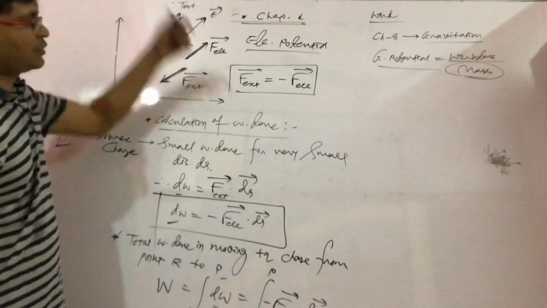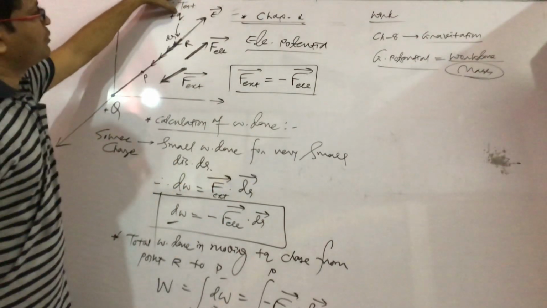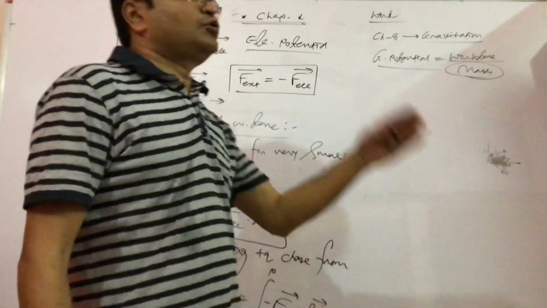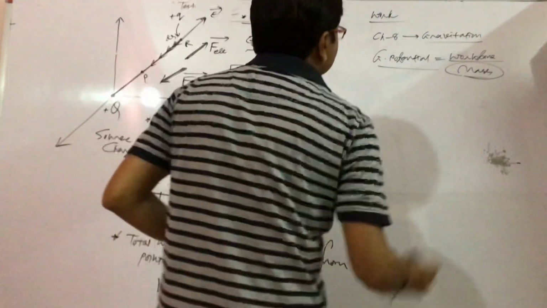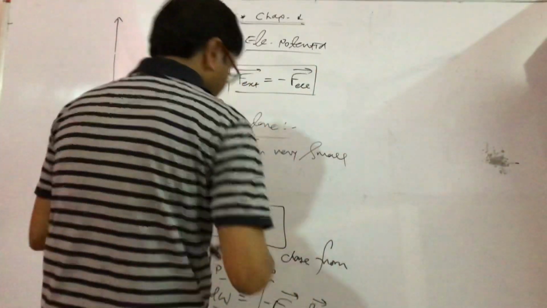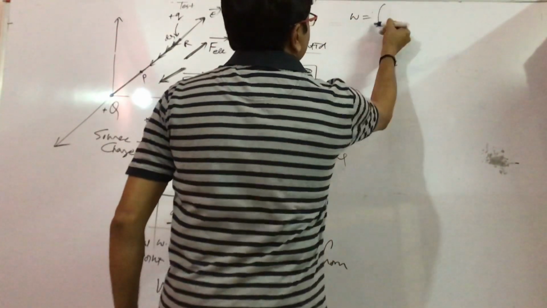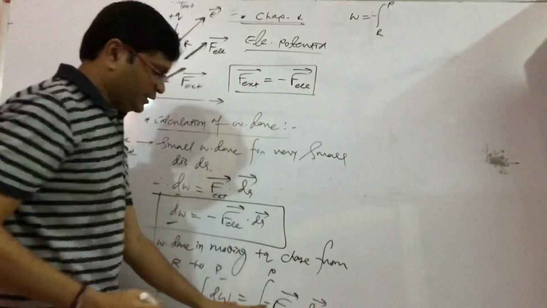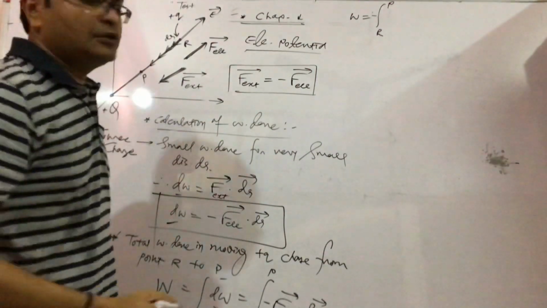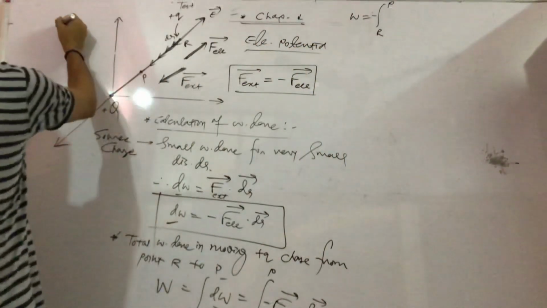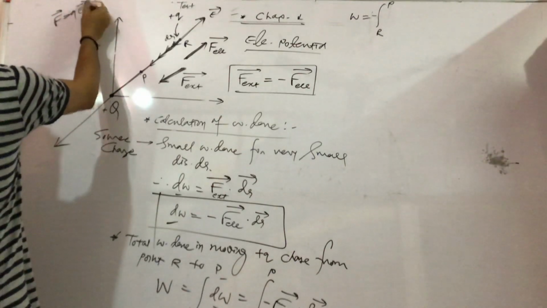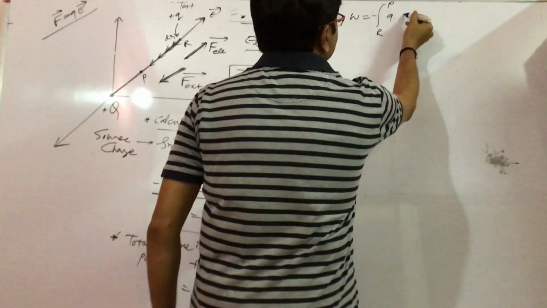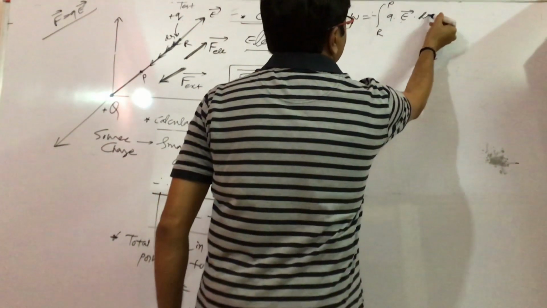What's the formula of the force acting on any charged particle because of electric field? Anybody? You know that force acting on charge because of electric field is given by the equation: W is equal to integral R to P, there is a minus sign, F electrical, and F is equal to QE. So we'll set F electrical equal to Q into E, that means electric field dot dr.